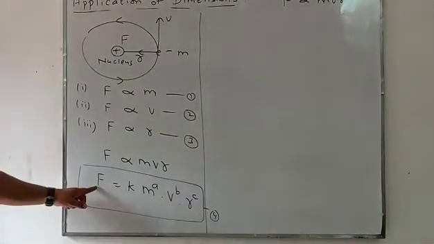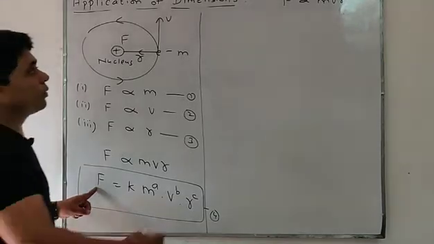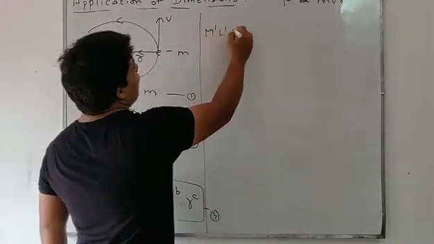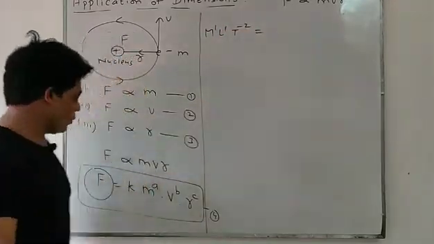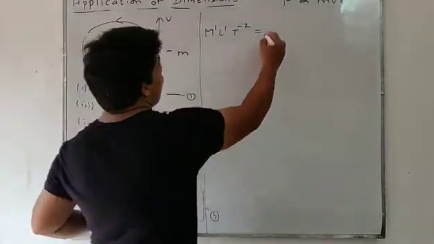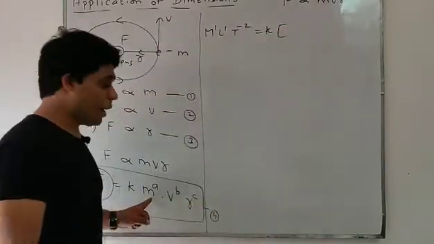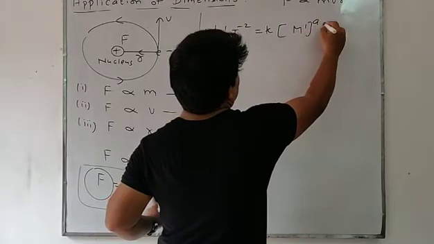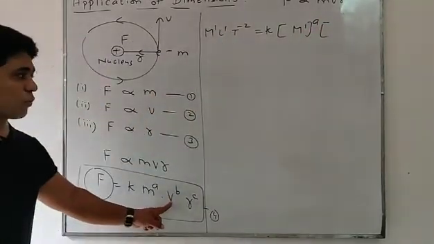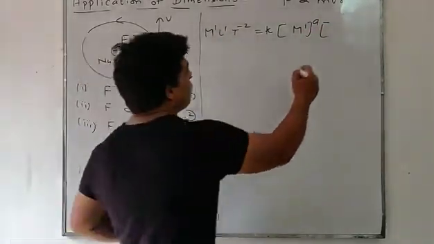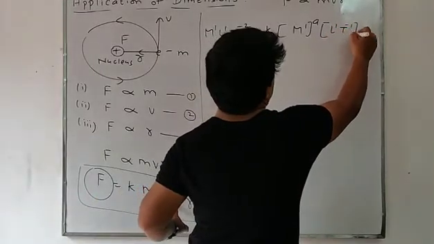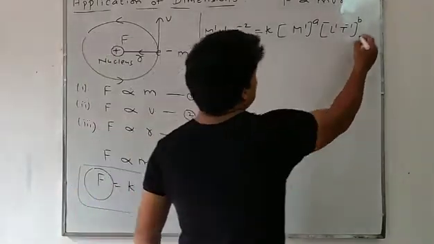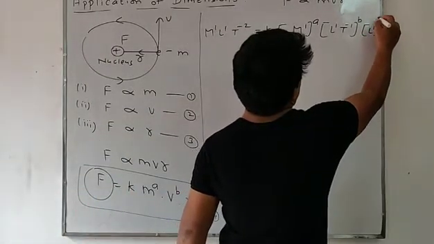For that, we'll put the dimension. Student, what is the dimension of force? The dimension of force is M1 L1 T minus 2. K as it is. M is mass. What is the dimension of mass? Only M1, power A. What is the dimension of velocity? Displacement by time. L1 T minus 1, power B. And radius is distance. So that comes L1, and power C.